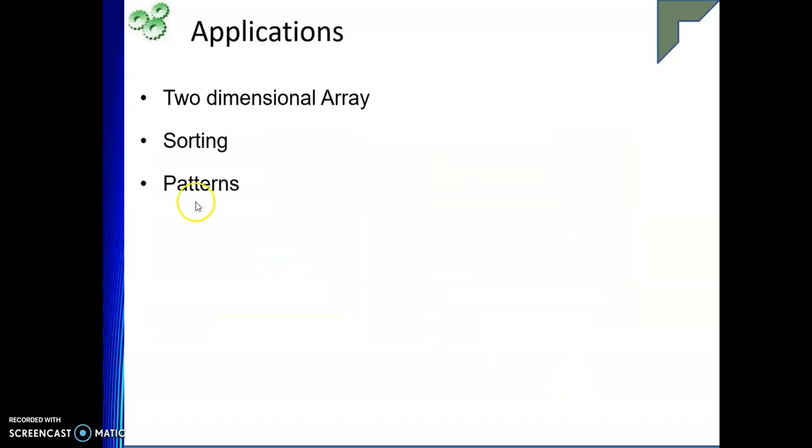As I was telling you, this nested loop has a lot of applications when we talk about two-dimensional m by n matrices, sorting algorithms like bubble sort, selection sort, and insertion sort, and also patterns like a series of numbers. If you want to display a series from one, like 1 2 3 4, and in the next line again 1 2 3 4, something like that, some patterns like these, then the nested loop concept is very, very important.